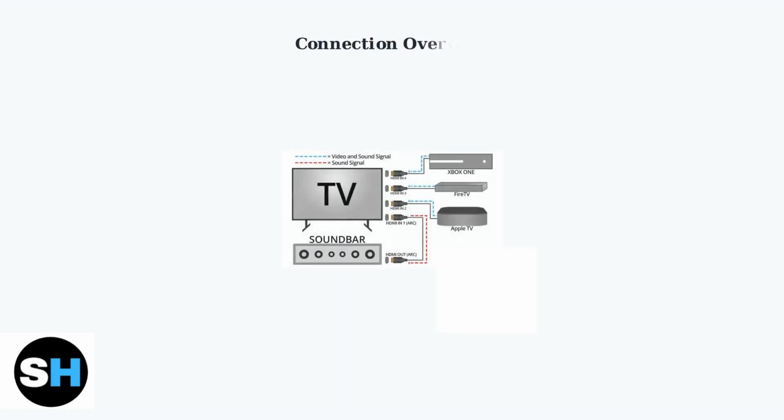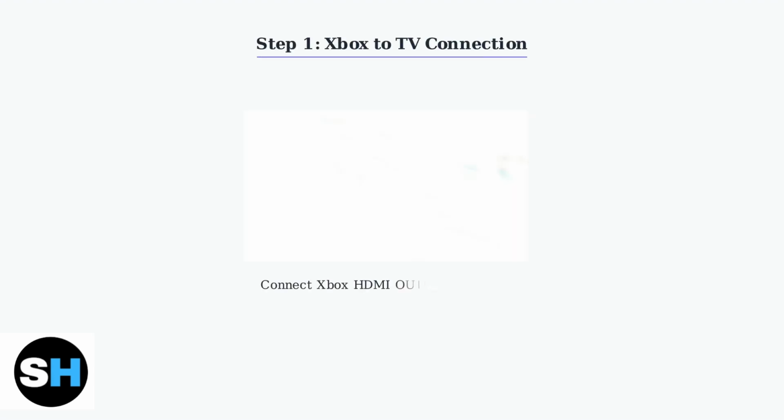The most reliable method to connect your Razer Leviathan V2 X to Xbox is through your TV or monitor. This workaround bypasses the direct compatibility issues and provides a stable audio connection. Step 1. Connect your Xbox to your TV or monitor using an HDMI cable. This carries both video and audio signals from your console to your display.